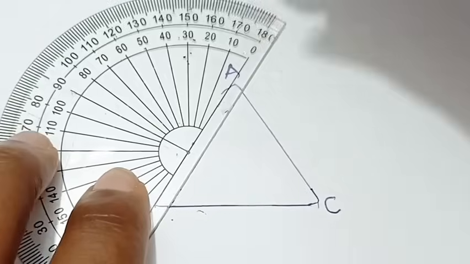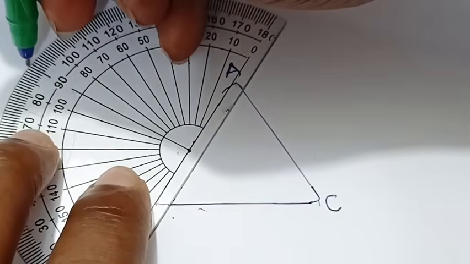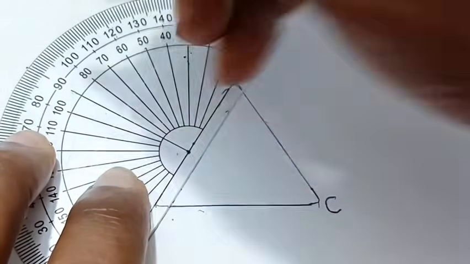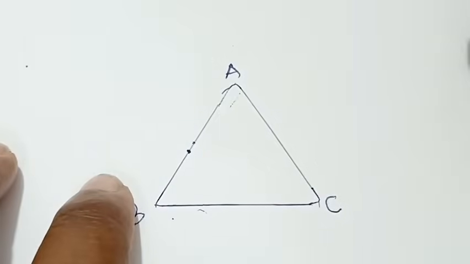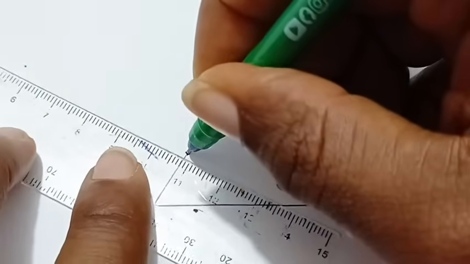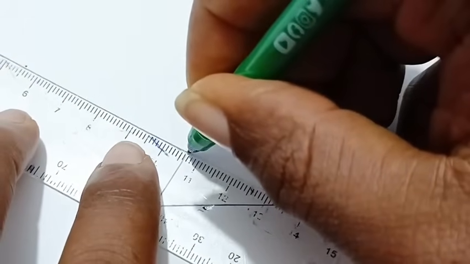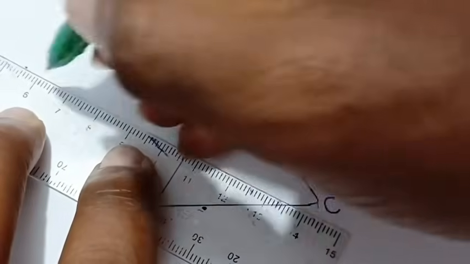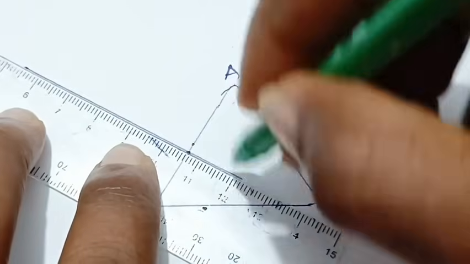I've done mine. I've placed it. So locate this 90 degrees. This is the point of 90 degrees. Make a point there. Okay. Then remove your protractor. Bring your ruler. Join this point where you wish to draw your normal to this point. If you join both of them, you have gotten your normal.